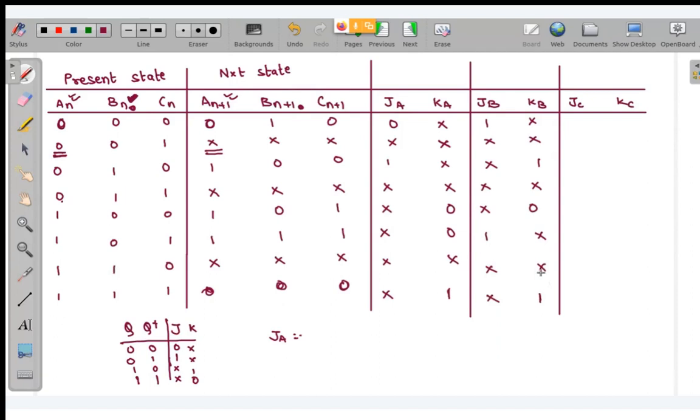Similarly, we have JC and KC. So this is this one and this one. So 0 0 means 0 don't care. 1 don't care means don't care, don't care. 0 0 means 0 don't care. 1 don't care means don't care, don't care. 0 1.